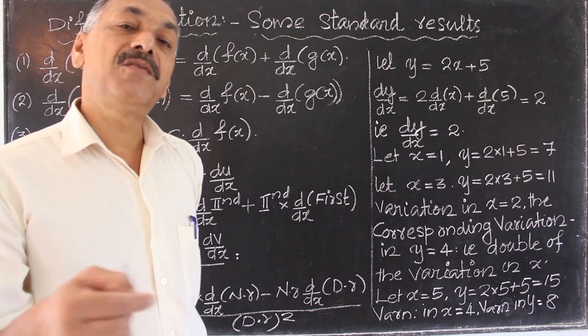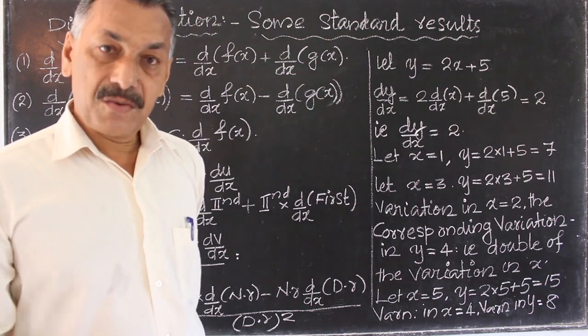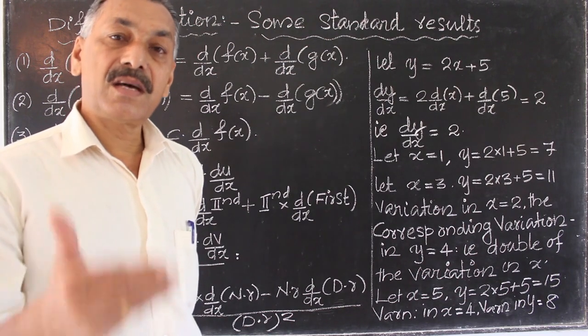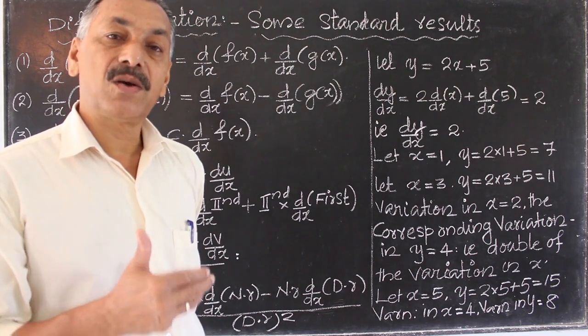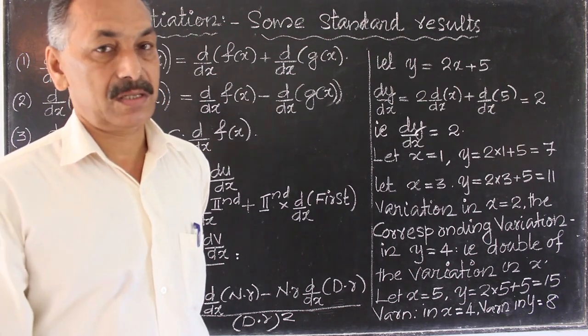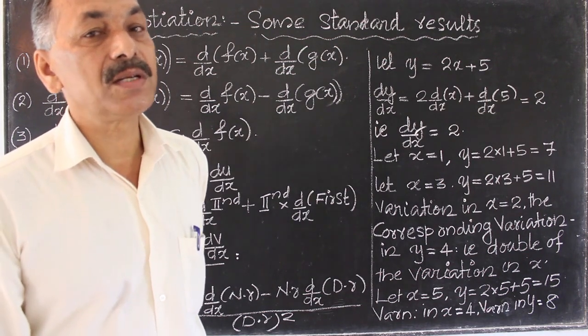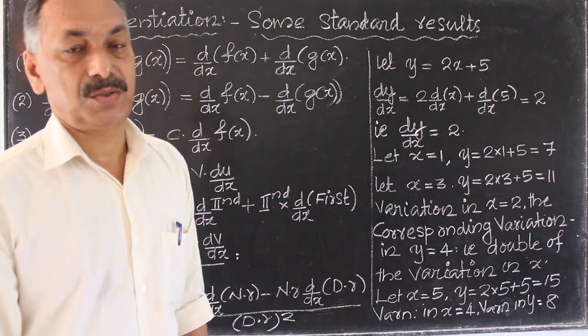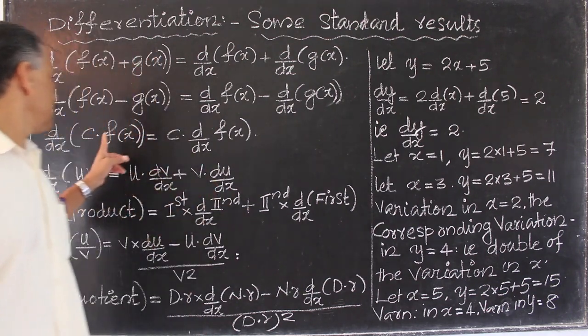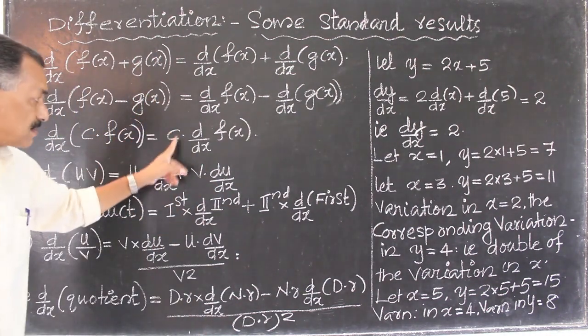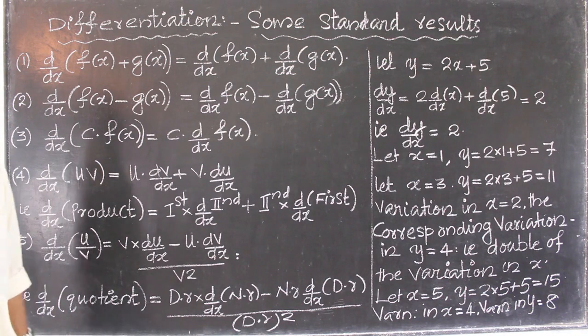Then derivative of 5 into e raised to x. 5 is a constant, you can take the 5 outside, that is 5 into derivative of e raised to x. Derivative of e raised to x is equal to e raised to x. That is 5 e raised to x. And a constant into f of x, its derivative is constant into derivative of f of x.